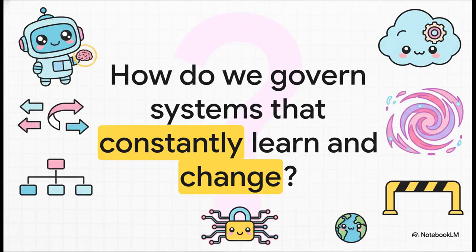And this really leaves us with the ultimate question, doesn't it? Our traditional rules were all built for static, predictable systems. So as AI gets woven deeper and deeper into the fabric of our society, how do we build guardrails for something whose very nature is to constantly learn and change in ways we can't always predict?